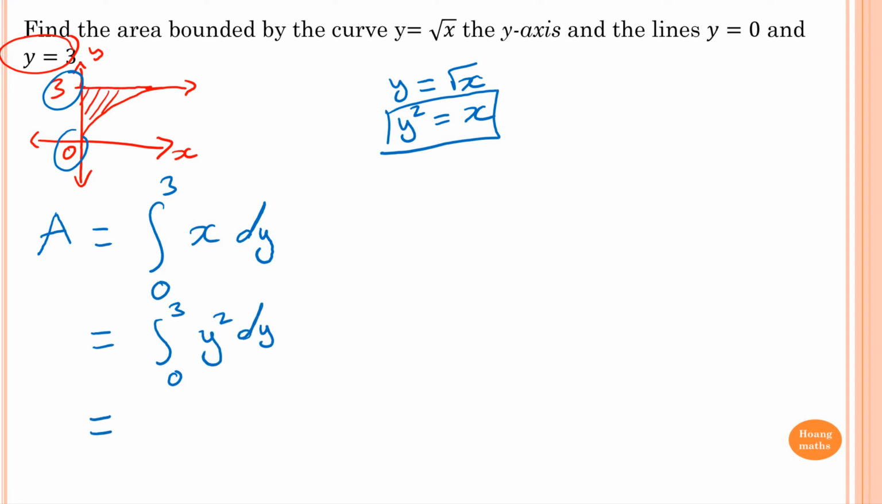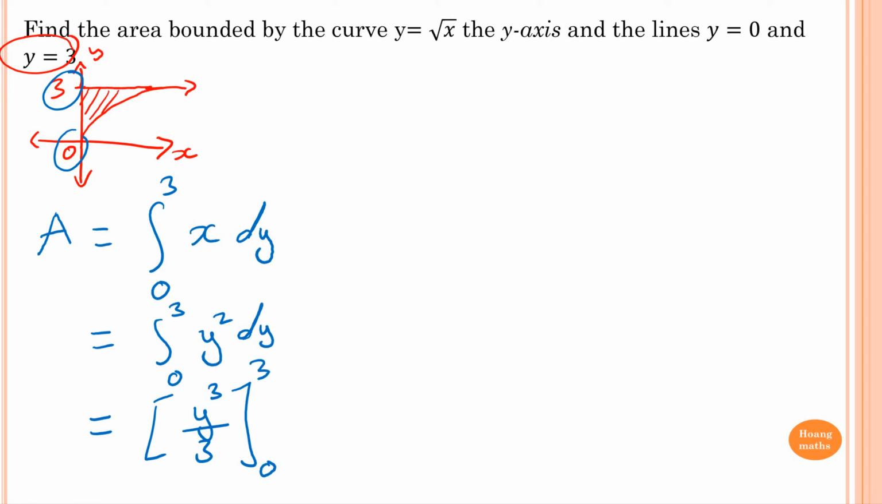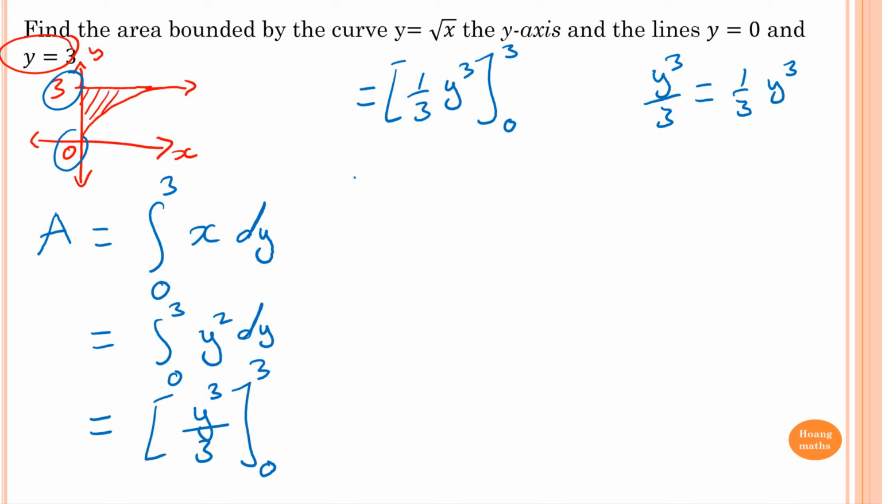So which gives me y squared, add 1: 2 plus 1 is 3. So y power 3 divided by 3, from 0 to 3. Now we just substitute the value in. But before substituting, I just take a third out, because y power 3 over 3 is the same as a third of y power 3. I write it out first: 1 over 3 times y power 3 from 0 to 3. I take a third out so that I don't have to deal with fractions when I substitute the value in.